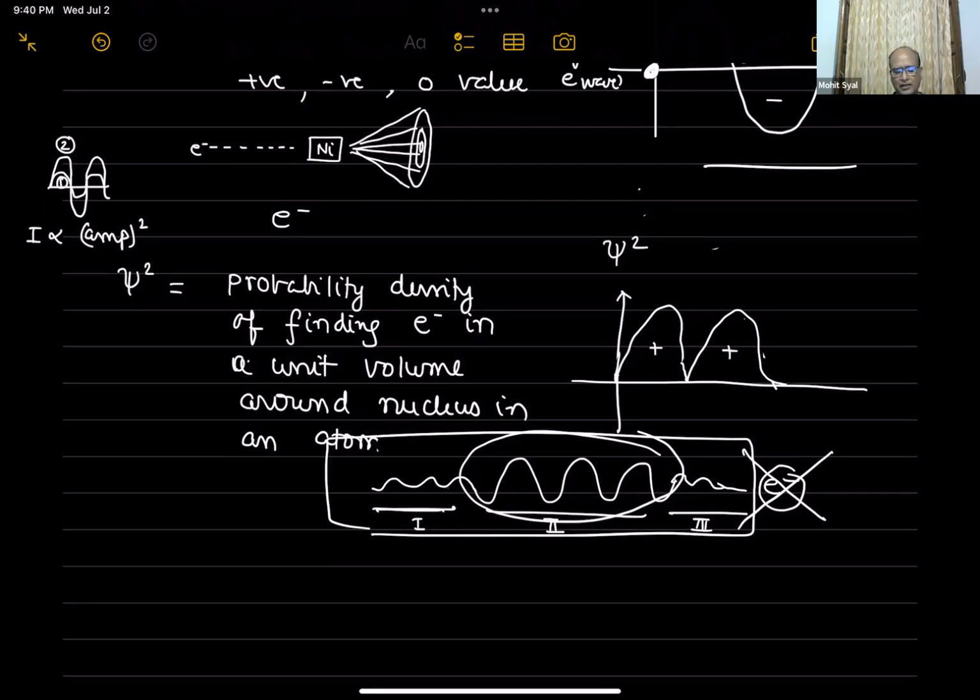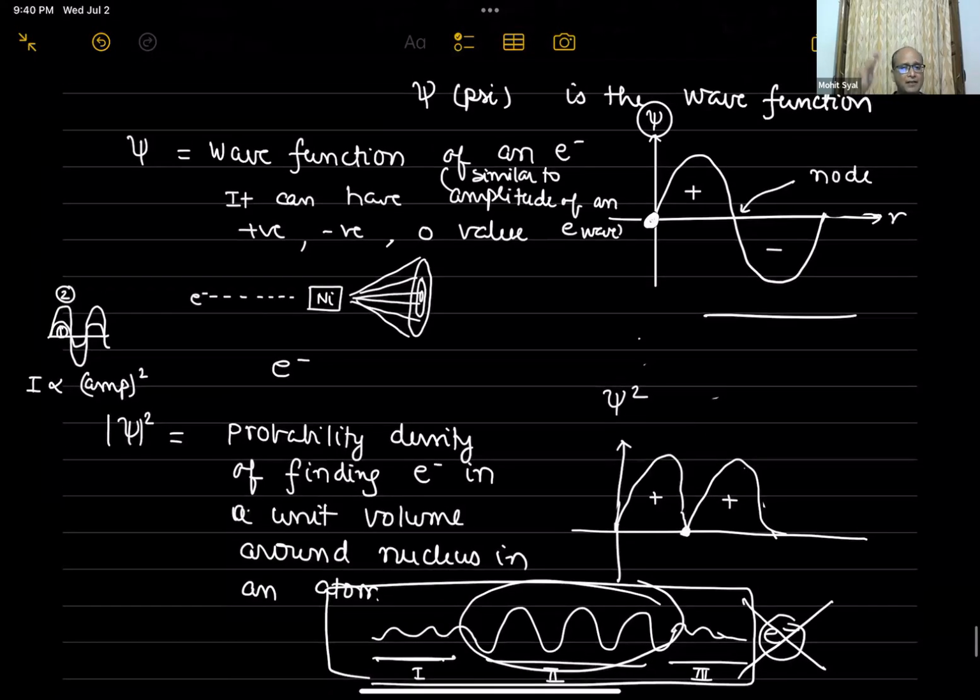Psi square is the probability density and it will always have either a positive value or zero. It will never have a negative value, because when you square a negative number it becomes positive. Psi had both positive and negative values, but psi square has only positive values. So when you plot this in three-dimensional space around the nucleus, you get the density of the electron around the nucleus.